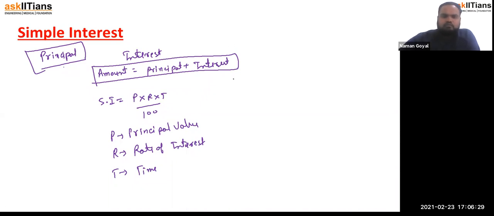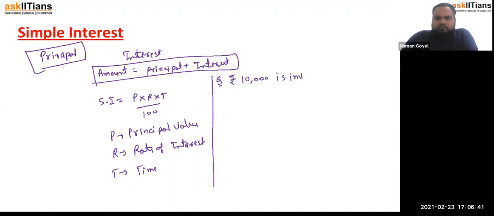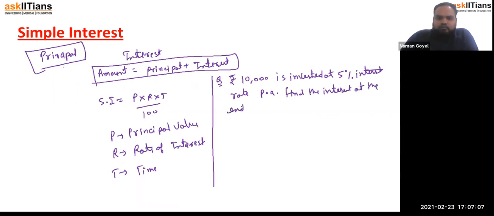We can do a simple question. Question is: rupees 10,000 is invested at 5% interest rate per annum. Find the interest at the end of 2 years. Okay.